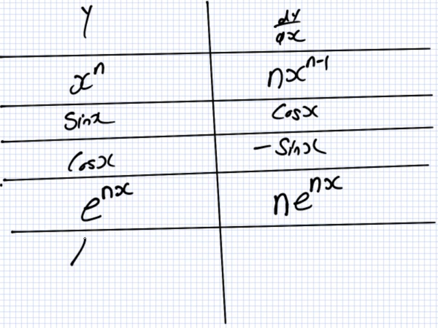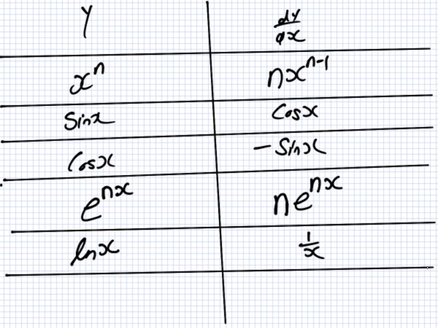Next one is log x. Does anyone know this one actually? Greg? I thought you had it there. 1 over x. Almost, yeah. And then I think the only one we haven't done actually is tan x. Anyone know tan x? 1 over the cos squared x.